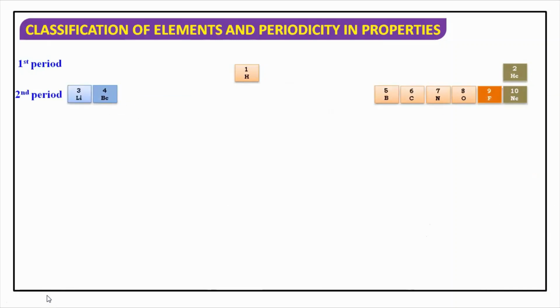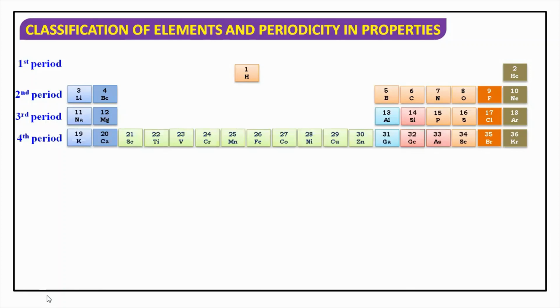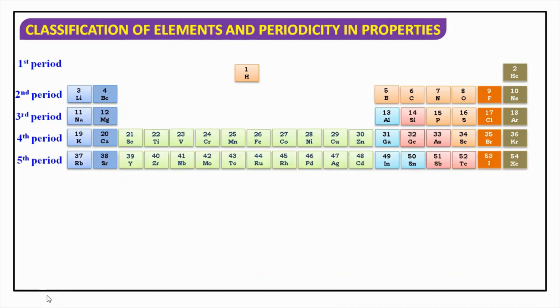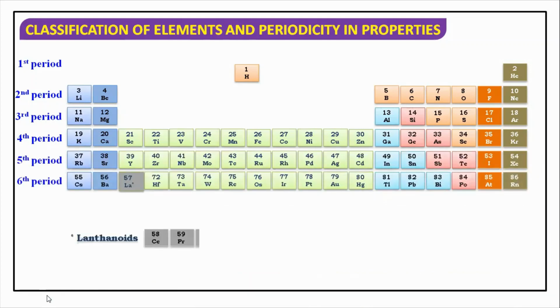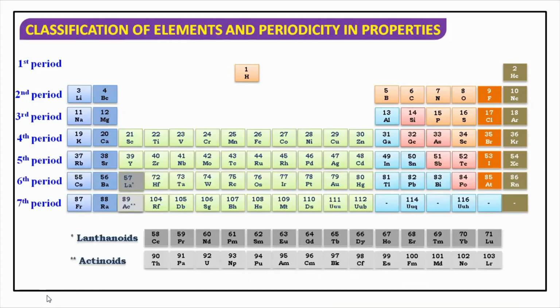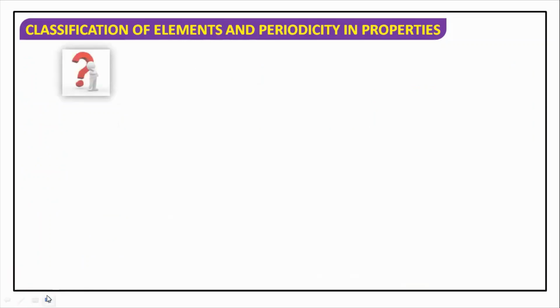So the first period contains only hydrogen and helium. The second period is from lithium till neon, and if you count, there are 8 elements. Then the third period, 11 to 18, sodium to argon. The fourth period has 18 elements, and the fifth period again has 18 elements. The sixth and seventh contain 32 elements each.